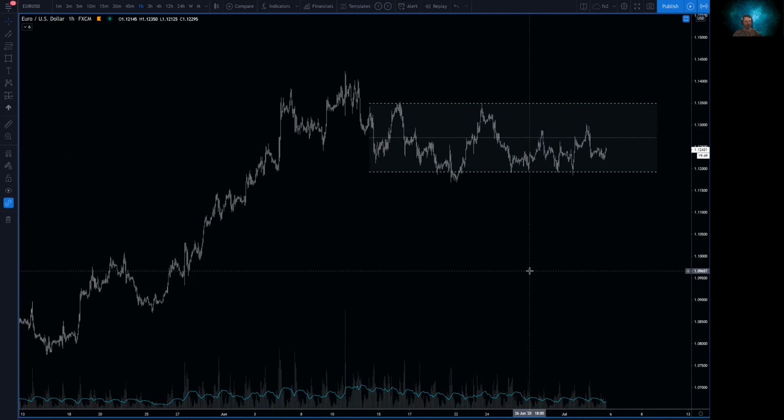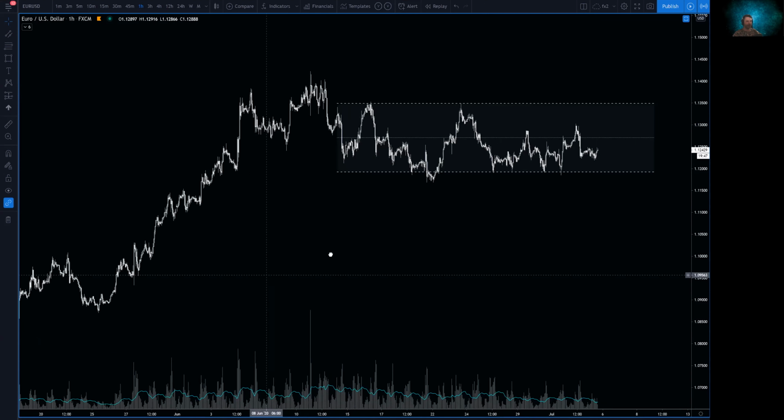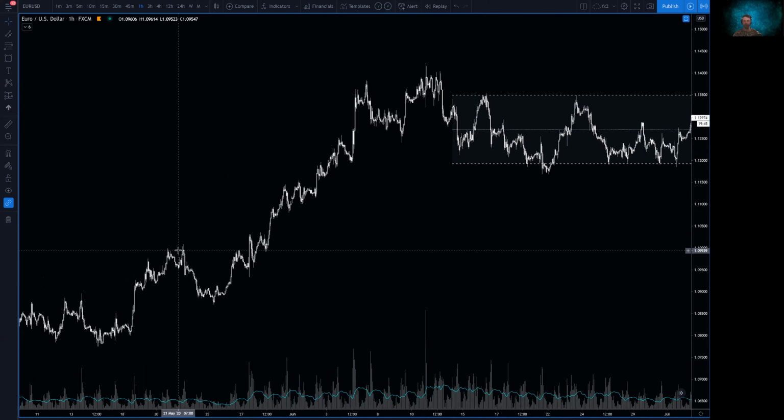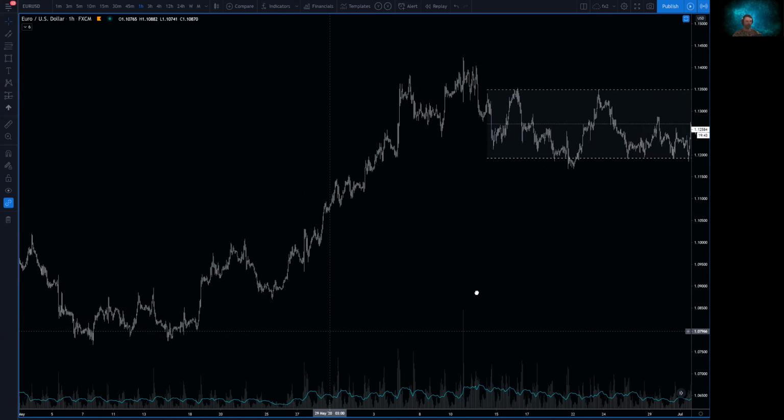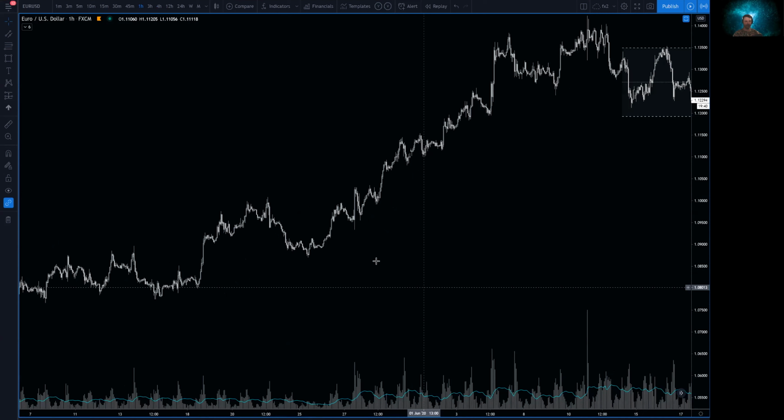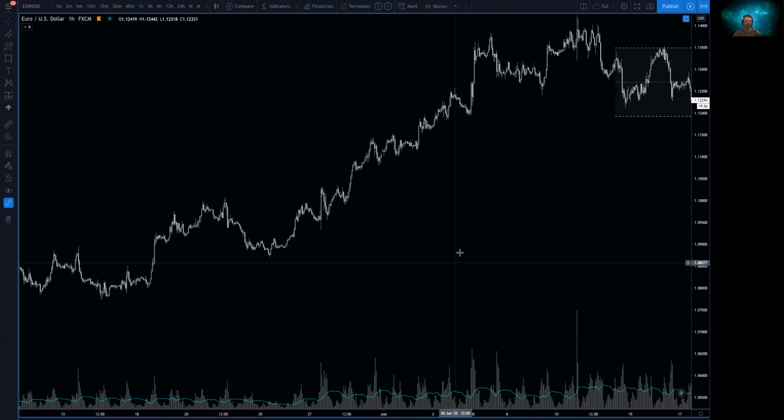So the best way, Adrian, to define a trend is to look for local highs and local lows. If you see a series of at least two higher highs and higher lows, you can assume that you are in an uptrend.